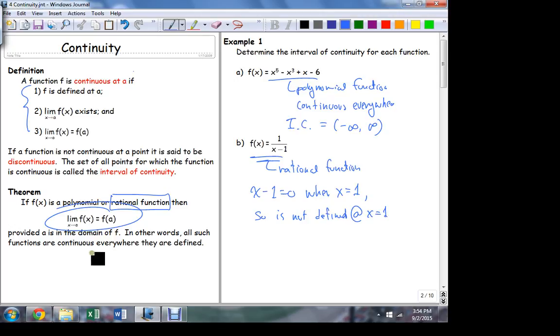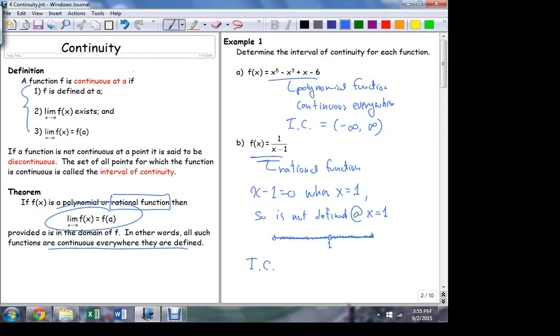According to the rule, these functions are continuous everywhere they're defined, so they're continuous everywhere except that one point on the number line. This function is continuous everywhere except this one point, 1. That's where the denominator goes to 0. I don't care about the numerator. That's not a problem. It's just the denominator I have to look at. So if I were to look at the interval over which this function is continuous, it would include everything to the left of 1 and to the right of 1. So I had to toss out that one point where the denominator went to 0 and the function is not defined. Everywhere else, it's continuous.